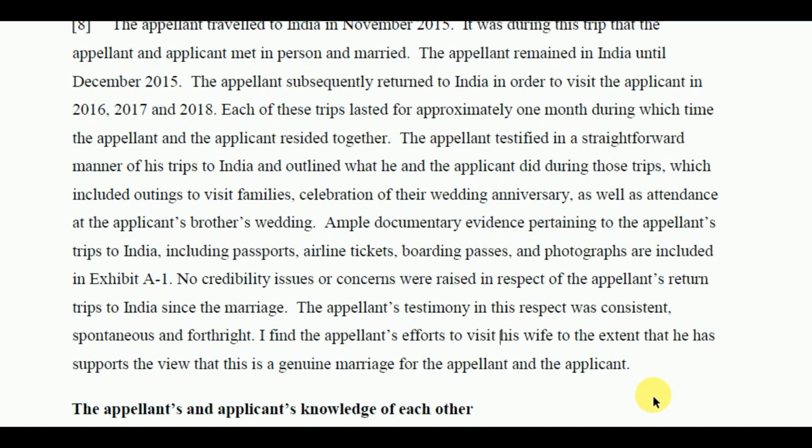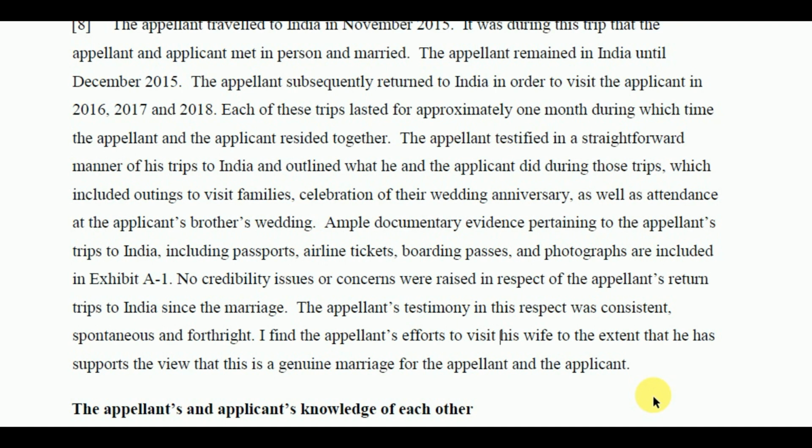So ample documentary evidence pertaining to the appellant's trips to India, including airline tickets, boarding passes and photographs, was there to corroborate the fact that the appellant was willing enough to spend time with his wife. This is another thing that visa officers look at while establishing whether or not it's a genuine marriage.